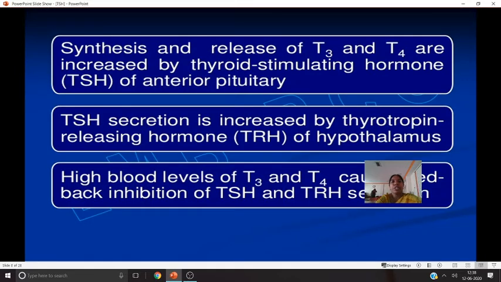Synthesis and release of T3 and T4 are increased by thyroid stimulating hormone, TSH, of the anterior pituitary. TSH secretion is increased by the thyrotropin releasing hormone, TRH, of the hypothalamus. High blood levels of T3 and T4 cause feedback inhibition of TSH and TRH secretions.